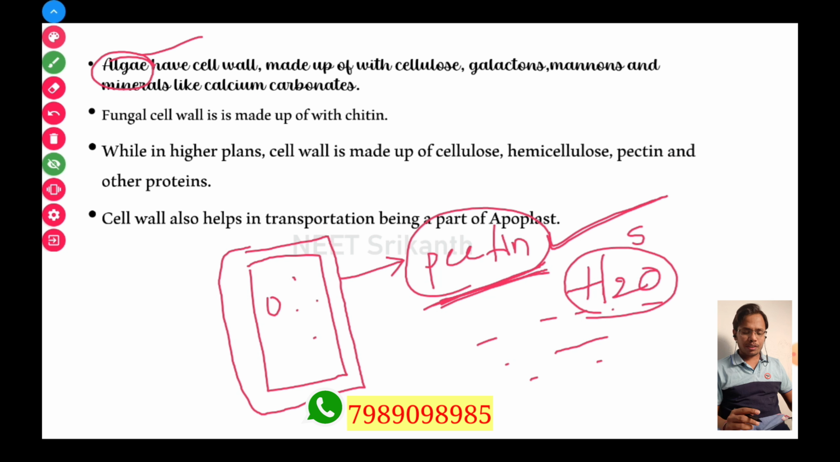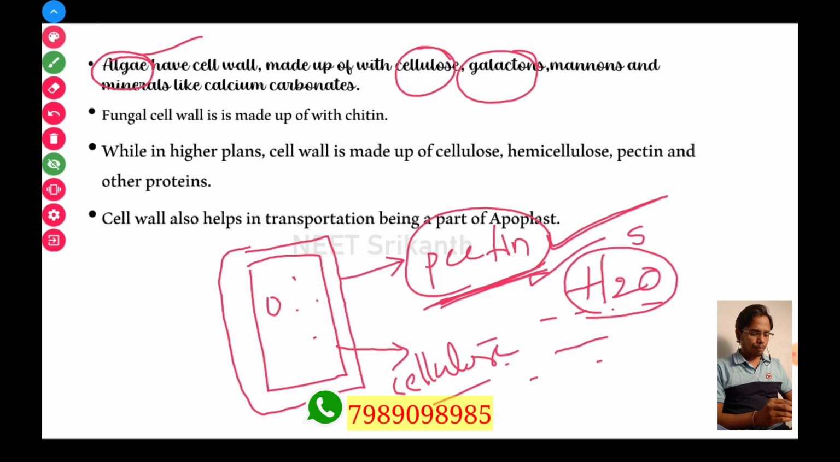That's why, when you touch the algal members in the water, you can feel the sticky nature because of the presence of pectin. Inside the pectin, the innermost cell wall layer is there. That is made up of cellulose, galactans, mannans, and also minerals like calcium carbonate.